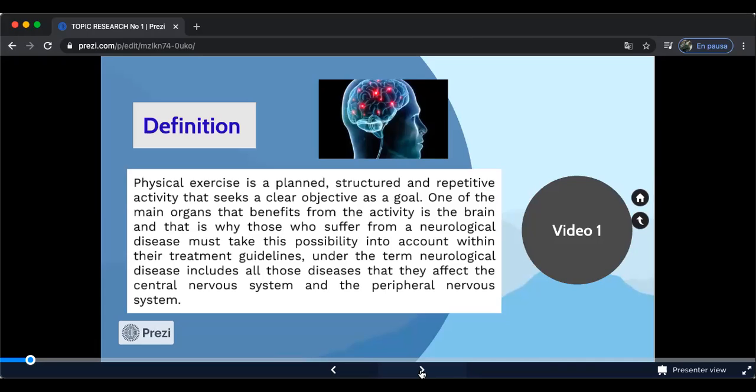One of the main organs that benefit from the activity is the brain, and that is why those who suffer from a neurological disease must take the possibility into account within their treatment guidelines. Neurological disease includes all those diseases that affect the central nervous system and the peripheral nervous system.